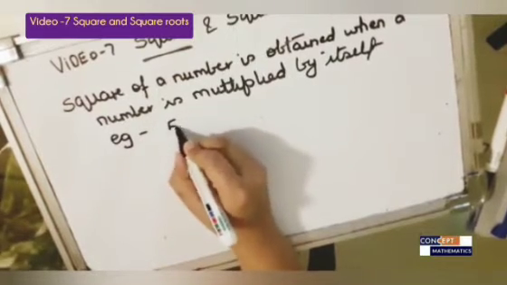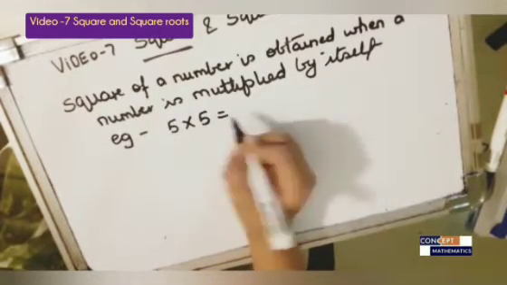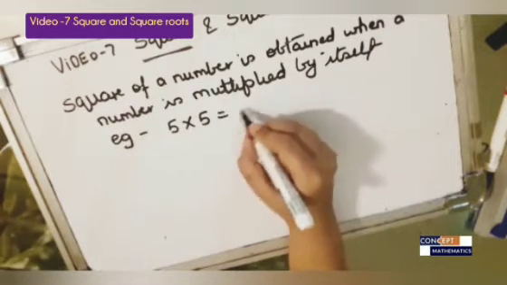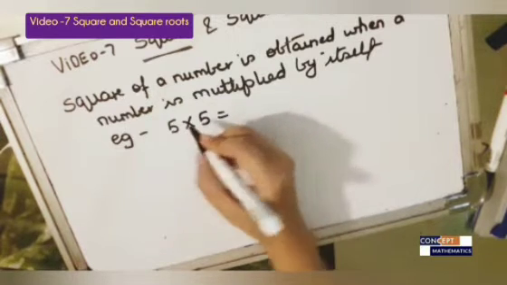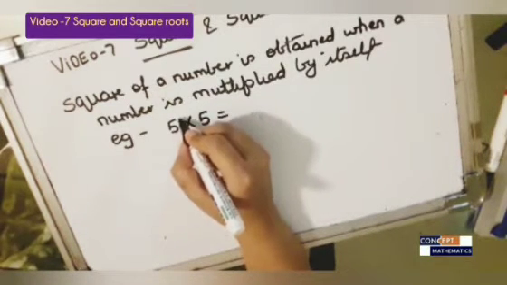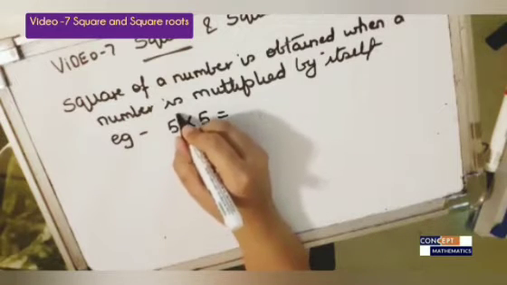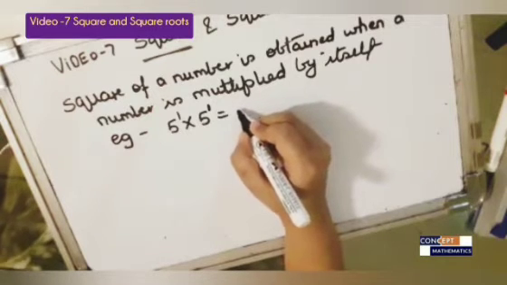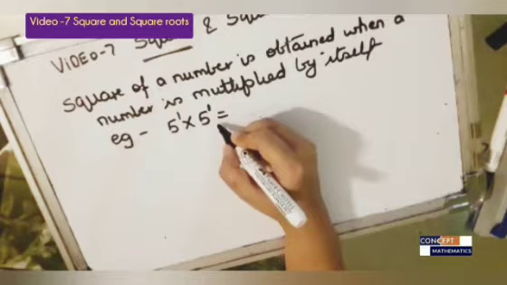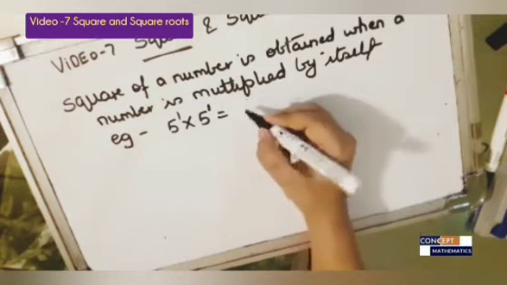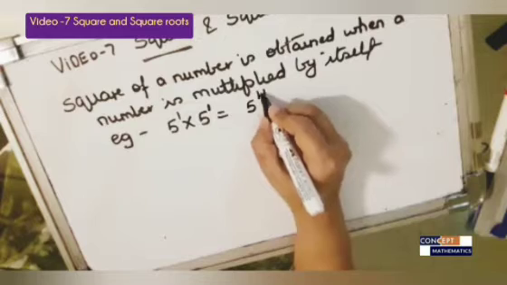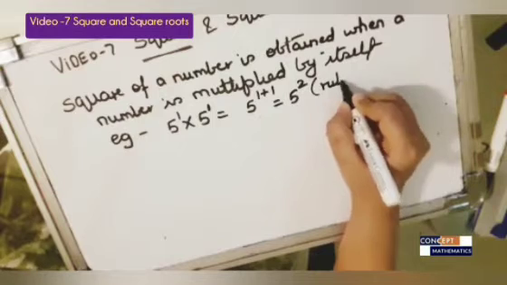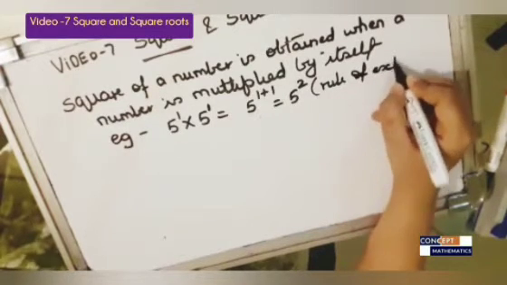Example: 5 into 5. So here, 5 into 5, two 5s. If there is no number above 5, that means it is 5 raised to 1 and 5 raised to 1. This is the rule of exponents also: when two bases are equal and you multiply, the upper powers are added. So 1 plus 1 will give you 5 square.